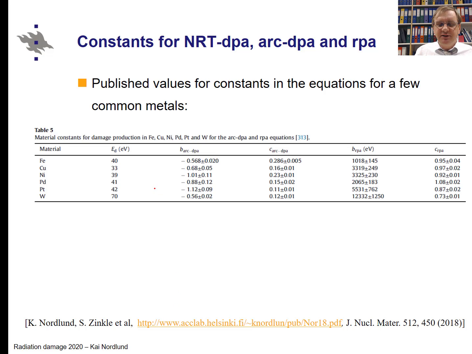And just for reference, here are some values for these constants in the RTPA and RPA equations for a few common metals: iron, copper, nickel, palladium, platinum, and tungsten. These are based on MD data and they are not 100% reliable, but for instance in iron one can compare different potentials and all potentials give values which are more or less the same. They are not exactly the same, but they're in the same ballpark as these B and C constants, and similarly for the RPA B and C.